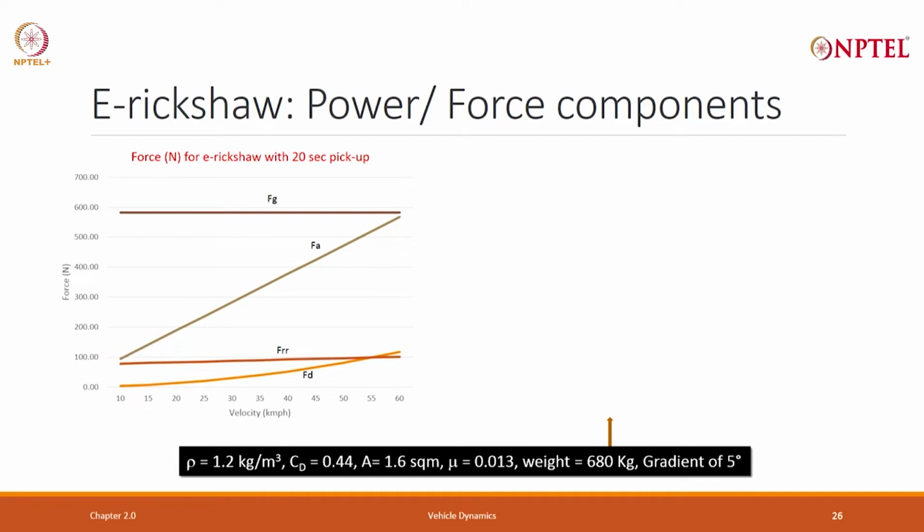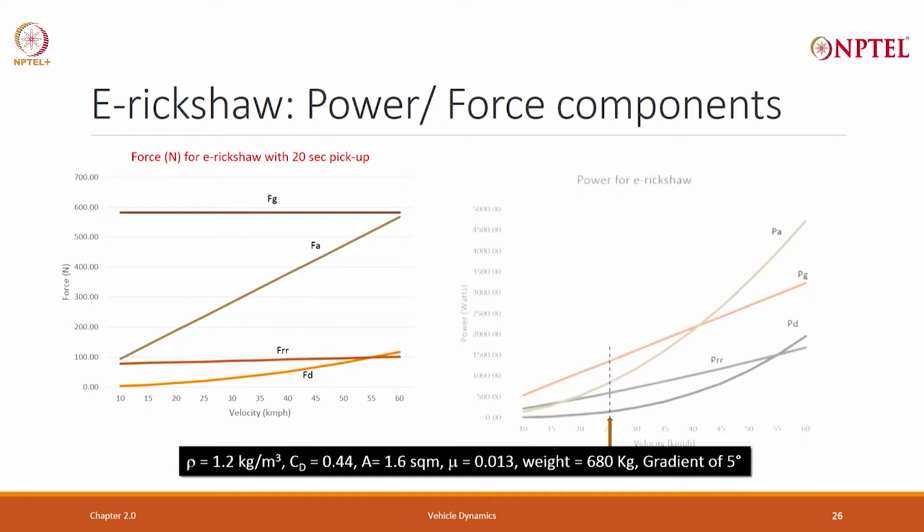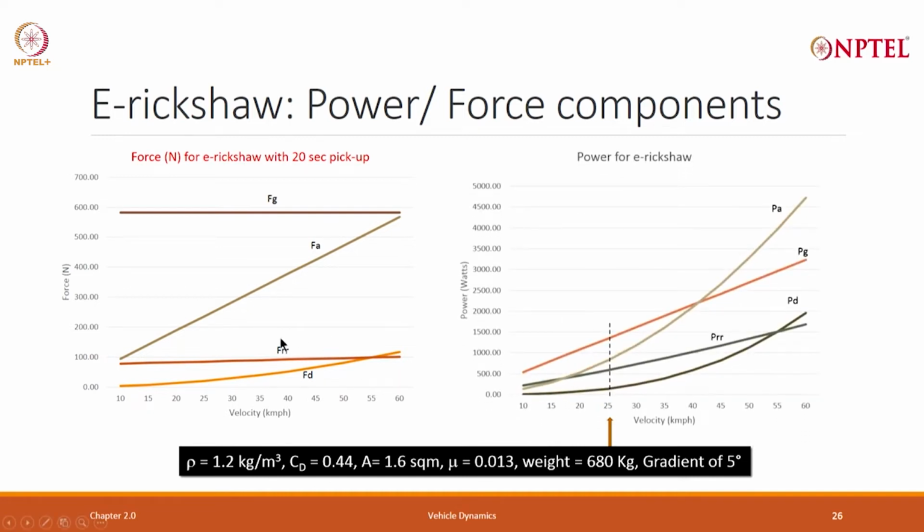So, now I will actually look at that. What about the power? So, as a result, now you multiply it by velocity, all these curves, and what happens? And if you see, the gradient power now is of course a function of velocity, and gradient power can be quite large. Gradient force was large, you multiply it by velocity, and at 60 kilometer per hour, it exceeds 3000 watts, 3.5 kilowatts. But at 25 kilometer per hour, still manageable.